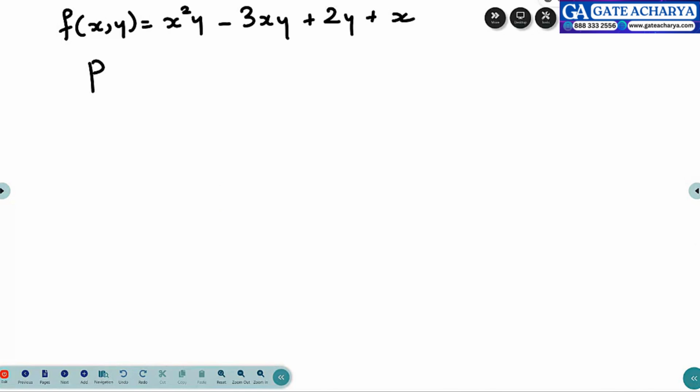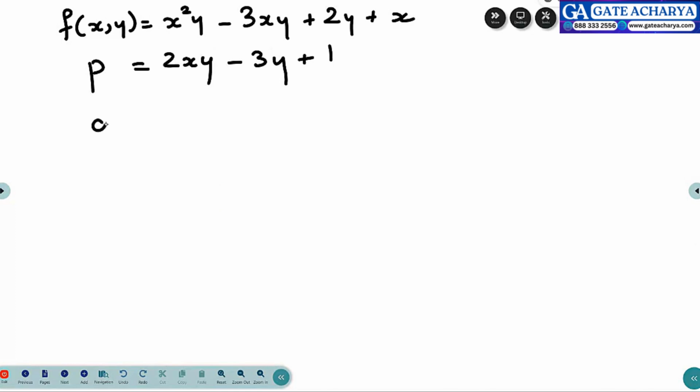So y is a constant, so the derivative of x square is what? 2x into y, so 2xy. Here again 3y is constant. What is the derivative of x? 1. So the answer is minus 3y. What is the derivative of 2y alone? 0. Plus the derivative of x, so this is your p.